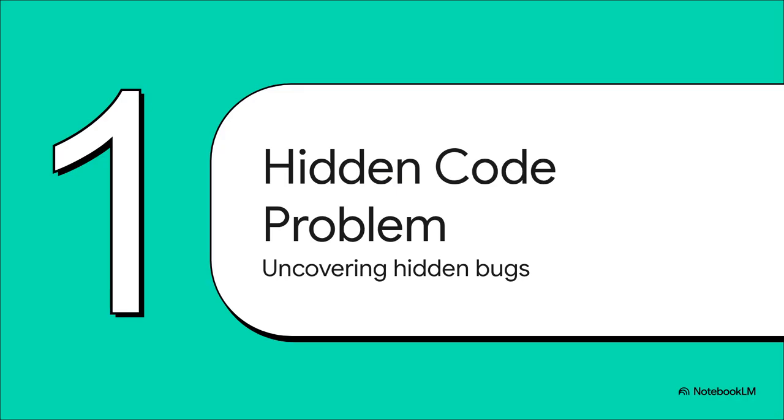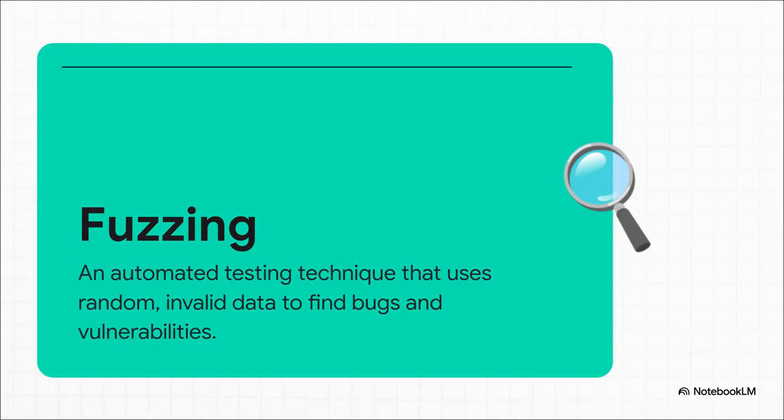All right, let's dive right in with the heart of the issue, the hidden code problem. This is all about the huge challenge of finding flaws in those foundational Lego bricks that our entire digital world is built on. The go-to method for this is a technique called fuzzing.